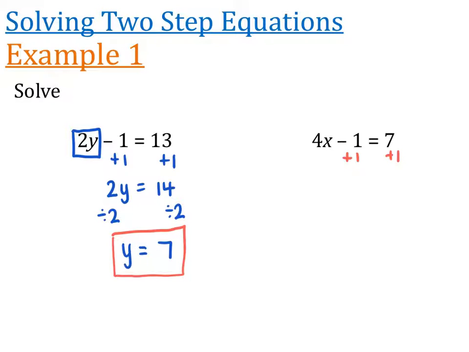All right, and then from there, when I add that on, I'm left with 4x is equal to 8. So that looks just like a one-step equation from yesterday. It says 4 times something is equal to 8. So what I'm going to do is divide both sides by 4, and I'm left with x is equal to 2. 8 divided by 4 is 2, and there's my final answer.